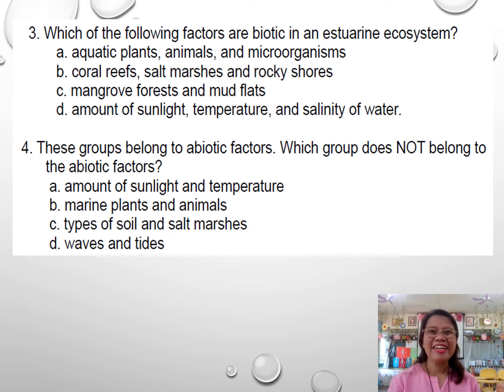Number 4. These groups belong to abiotic factors. Which group does not belong to the abiotic factors? A, B, C, or D.